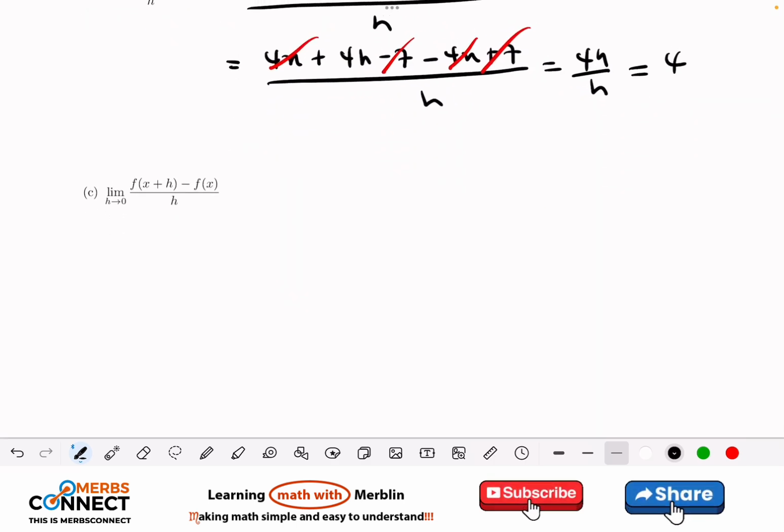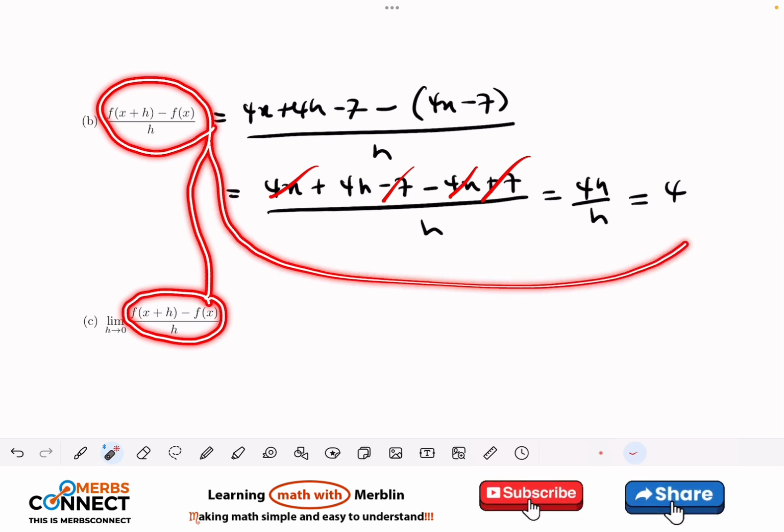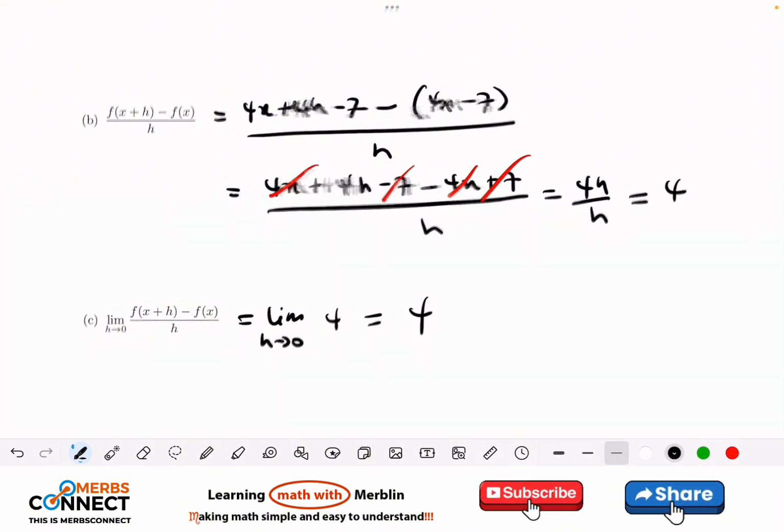Now last question, we want to find the limit of this. And remember, what is here is equal to what? 4. So this is the same as the limit as h is approaching 0 of 4, and the limit of a constant is a constant, which is 4.